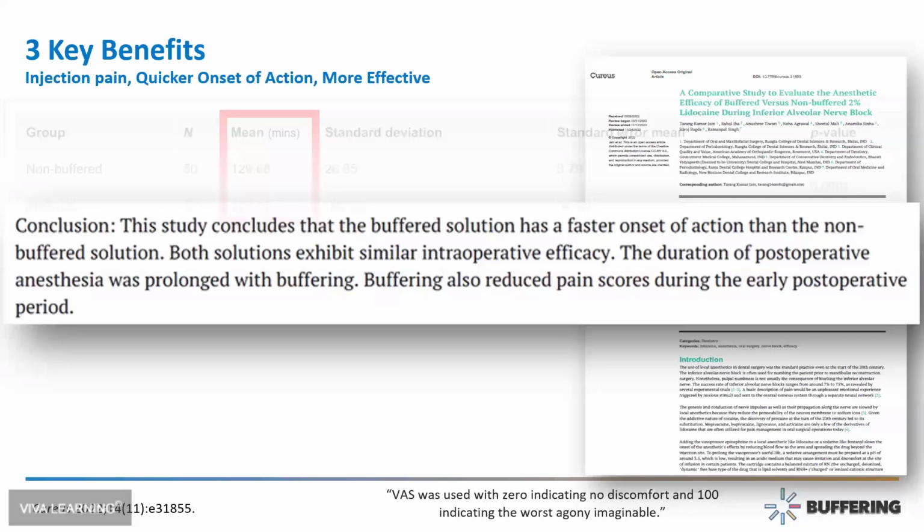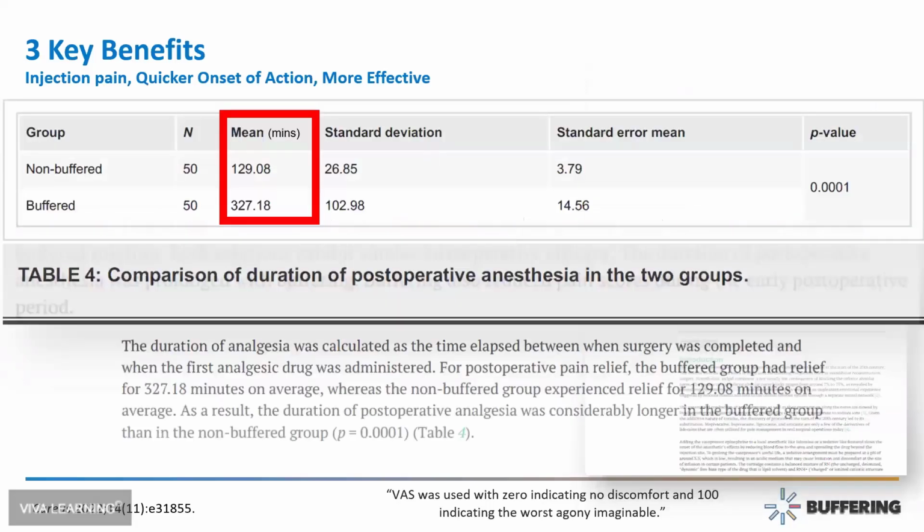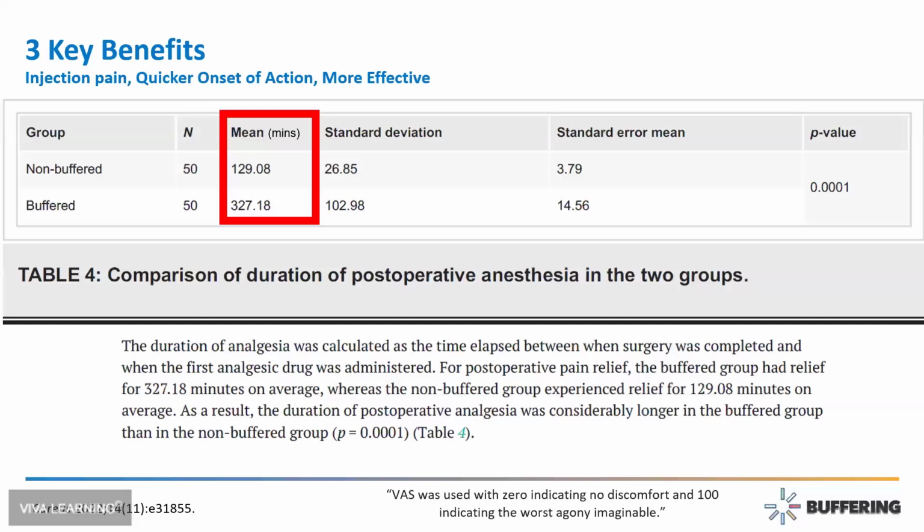It says table 4, comparison of duration of post-op analgesia in the two groups. And the way they defined this was nice. The duration of analgesia was calculated as the time elapsed between when surgery was completed and when the first analgesic drug was administered. For the non-buffered group, it was 129 minutes. For the buffered group, it was 327 minutes. So that's almost a 200-minute additional analgesia when you actually buffered that local anesthetic.